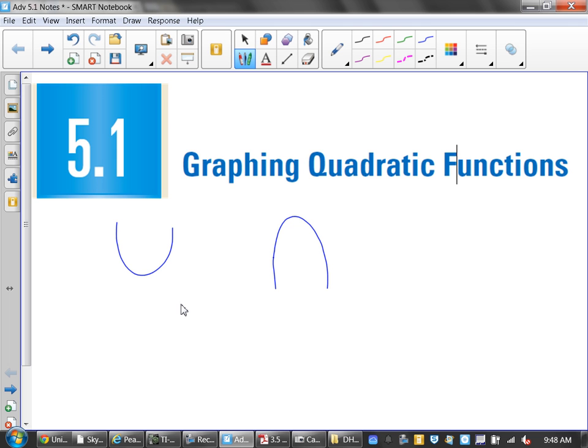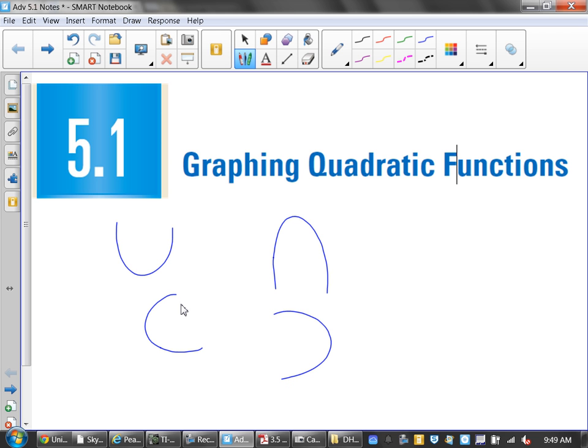Or down like a frown, they may be hanging a right or hanging a left. Okay? And that's the stuff we're going to look at next week a little bit more. So what we're going to do today is go back to the old-fashioned way of talking about things. The old-fashioned way of graphing.